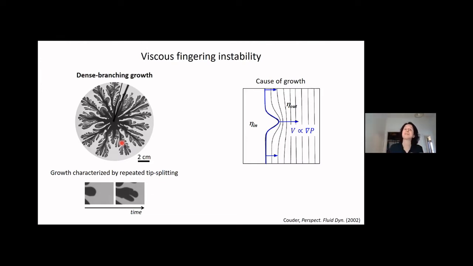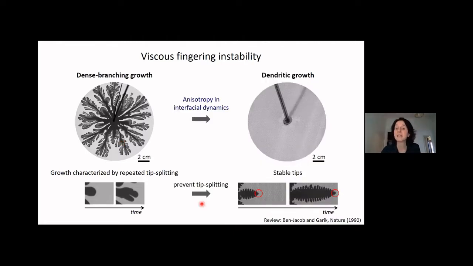Now, remarkably though, there's a way to actually prevent this ubiquitous tip splitting and instead have stable tips that penetrate into the outer fluid without ever splitting at the tips. And so we can do that by introducing anisotropy in the interfacial dynamics. And so this introduction of anisotropy has really a quite dramatic effect on the pattern growth.